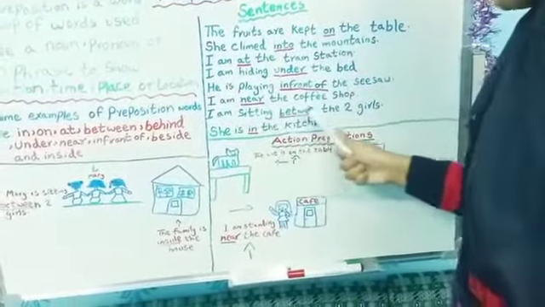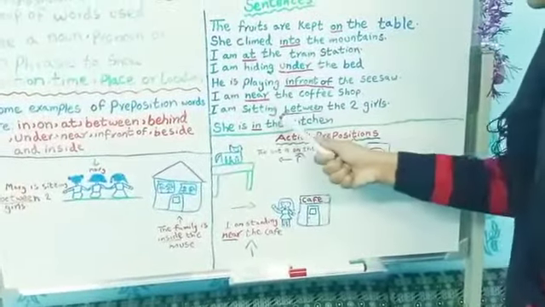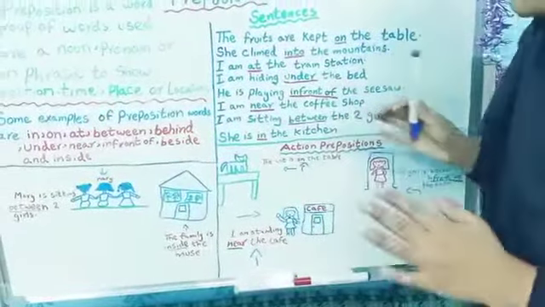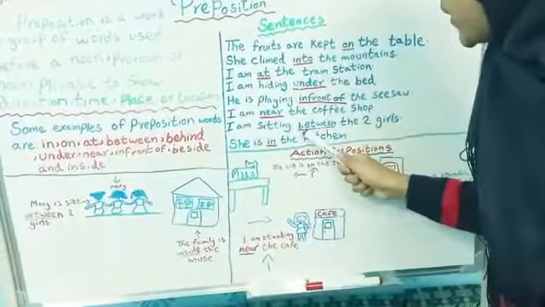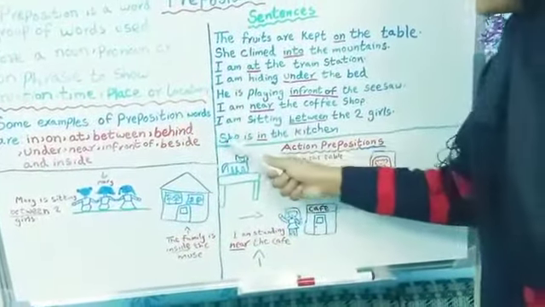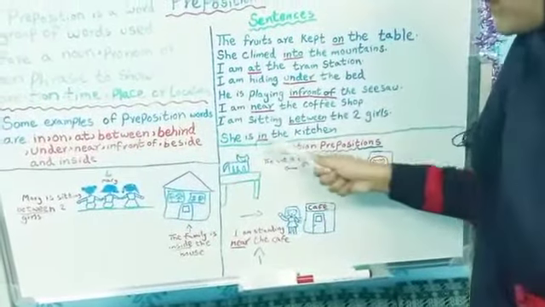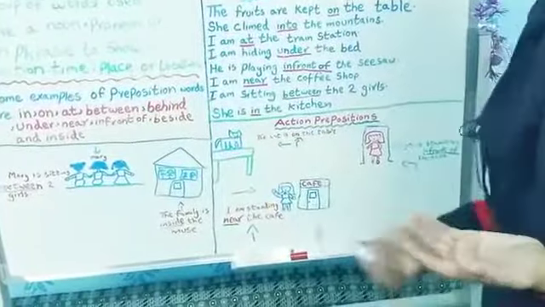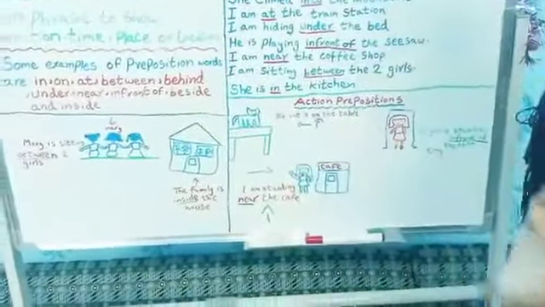I'm sitting between the two girls. Here the preposition word is between. She is in the kitchen. The preposition word is in. Let's move on to our action prepositions.